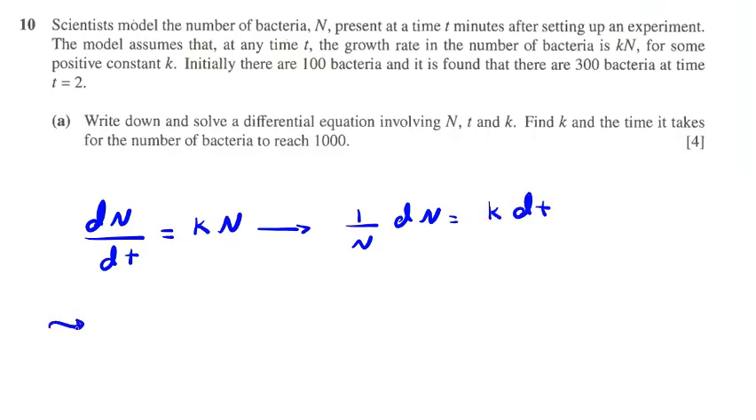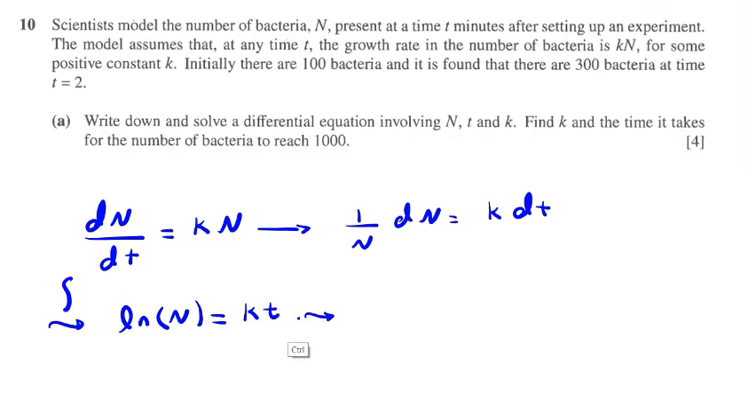If we consider the antiderivative, it will be what? The left side will be ln of absolute value of N, because we know growth rate is kN and k is a positive constant, and at first we have 100 bacteria, so we can say it's ln of N equals kt.